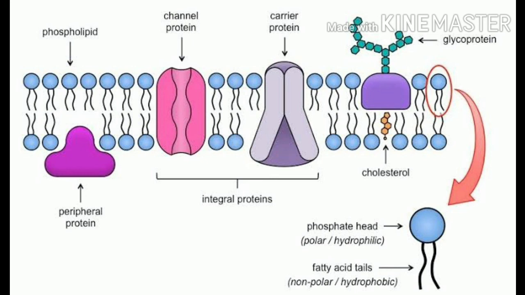They are seen on the inner surface, while the channel proteins and carrier proteins together are called integral proteins, and they form a channel for the passage of ions. On the peripheral proteins on the outer side, there are many carbohydrates attached. Proteins are attached to carbohydrates also in this model. This is what the fluid mosaic model is.